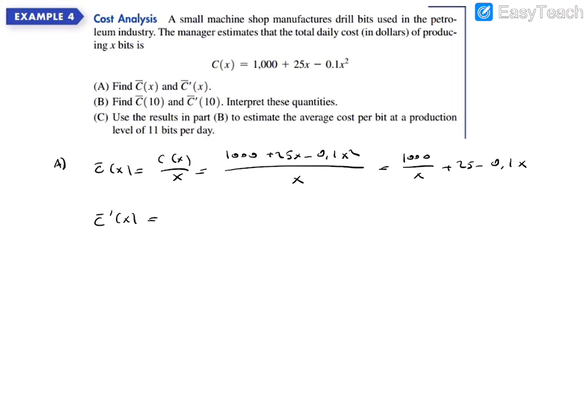So the derivative of 1000 over X is minus 1000 over X squared, because the derivative of 1 over X is minus 1 over X squared. The derivative of 25 is 0, and the derivative of minus 0.1x is minus 0.1. So this is the marginal average cost. Okay, let's interpret. Marginal average cost. This is our average cost.